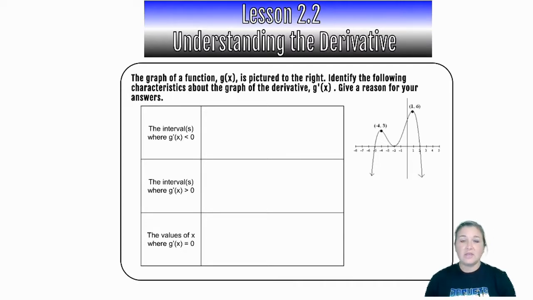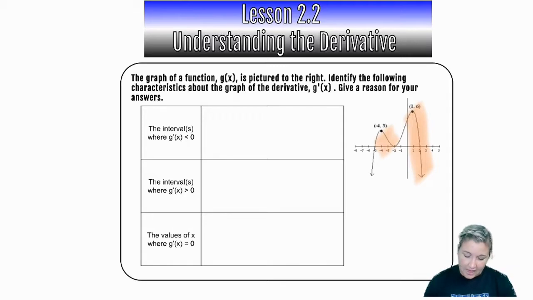All right, so let's take a look here at this graph that's g of x. It's graphed there. And we're going to note where the derivative is going to be less than 0. So that's going to be our decreasing values. So where is the graph decreasing? Well, our graph is going to be decreasing here and here.